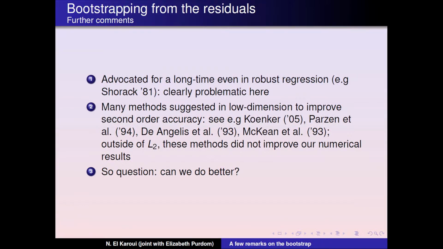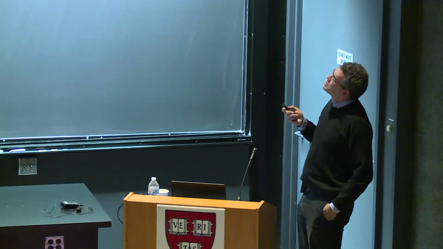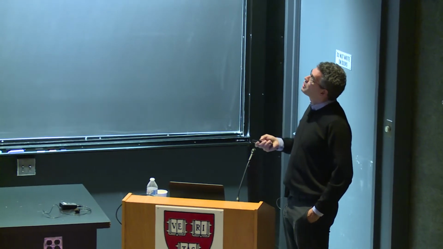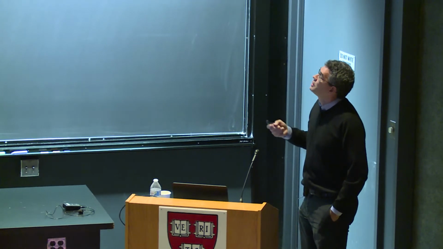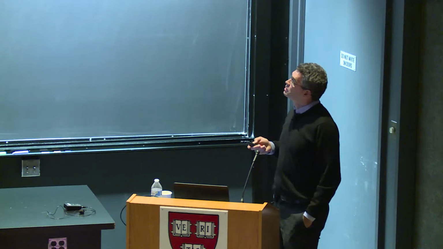Bootstrapping from the residuals, as you can guess, I don't think is a great idea, but it's been advocated for a long time in robust regression. In low-dimensional robust regression, I think it's a perfectly fine idea, though in this case you actually know the sampling distribution quite well, so it's not clear why you need to resample. There are many methods that have been suggested in lower dimension to improve second-order accuracy, and they're fine in low dimension, but we didn't find that they improved anything in the moderate dimensional setup.